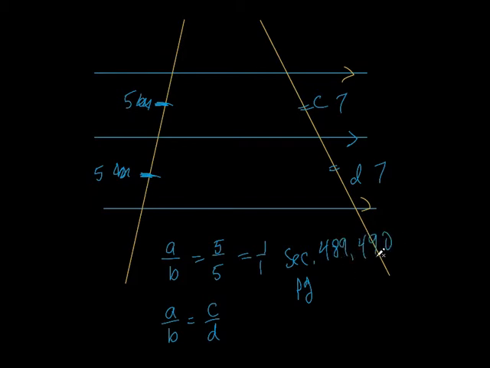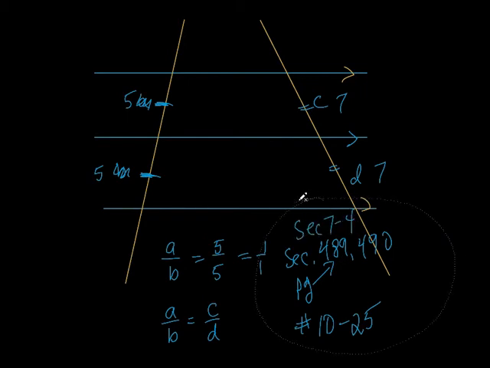We're doing page 489. I'm sorry. It's supposed to be page 489 and 490, and we are doing 10 to 25. Okay, it's section 7-4. All of them. So it's 10 to 25, section 7-4.